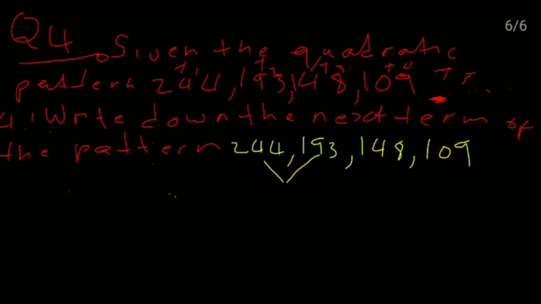193 minus 244 is minus 51. 148 minus 193 is minus 45, and then 109 minus 148 should be minus 39. Can you see these numbers?